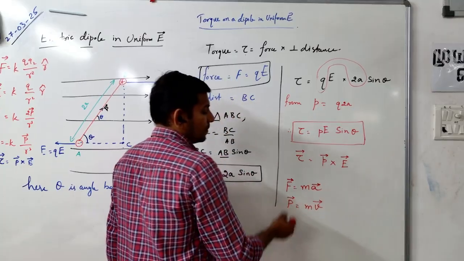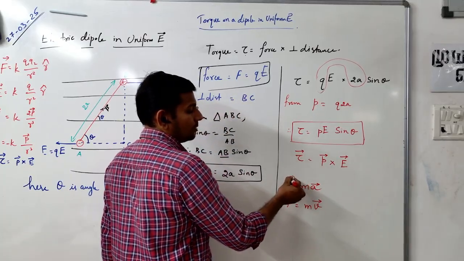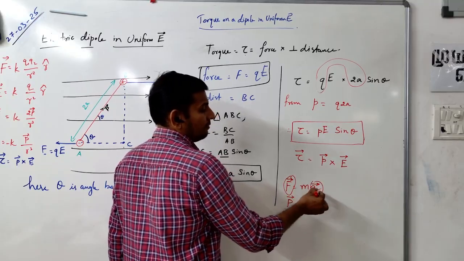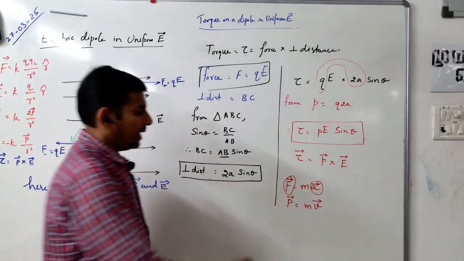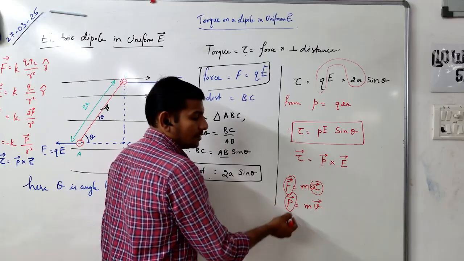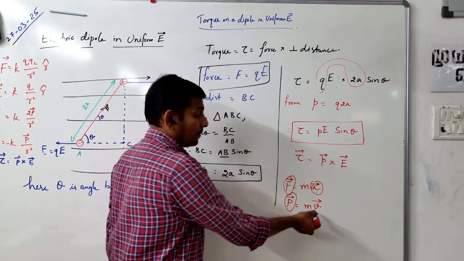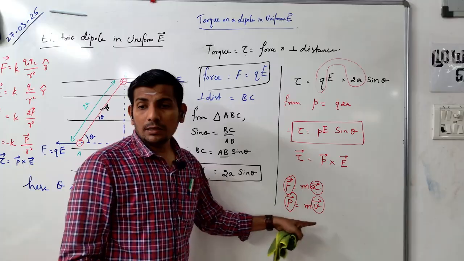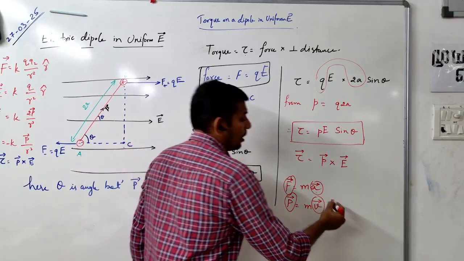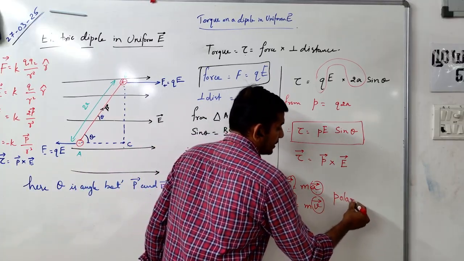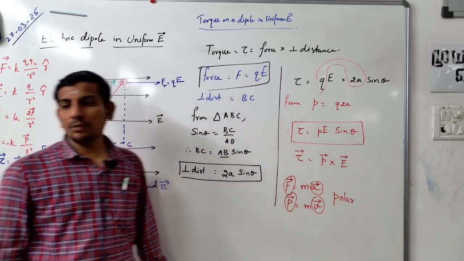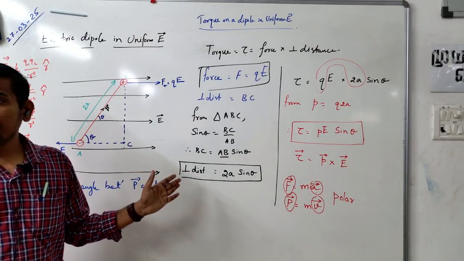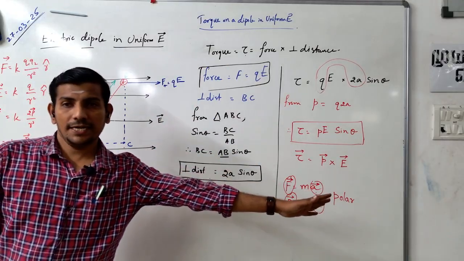That is, the direction of the force is the same as the direction of a. Direction of P is the same as the direction of v. We call these polar vectors. So the left hand side quantity is described by the direction of the right hand side quantity.